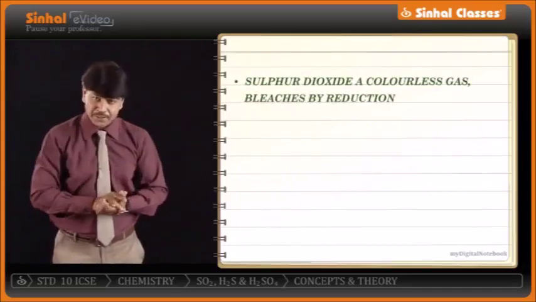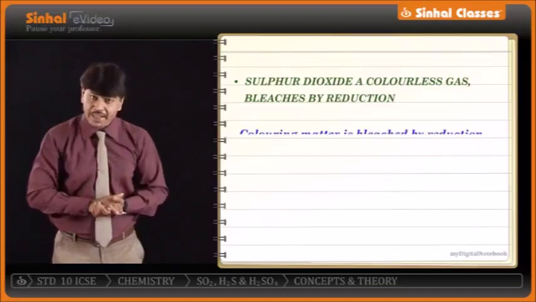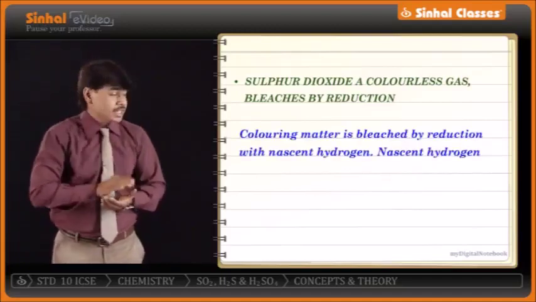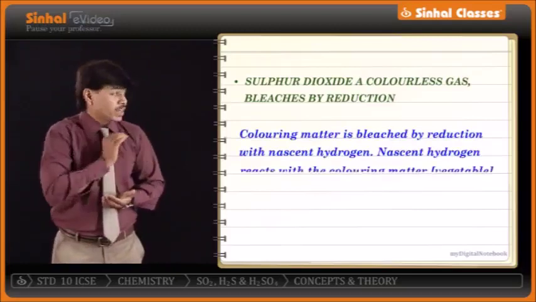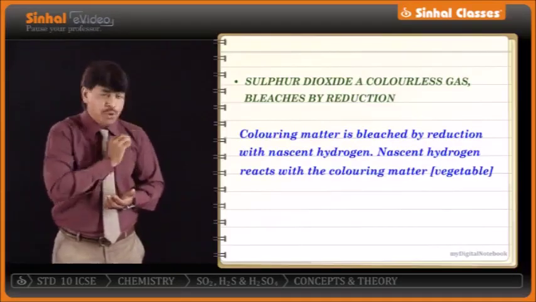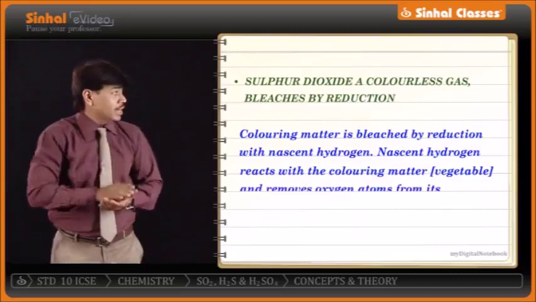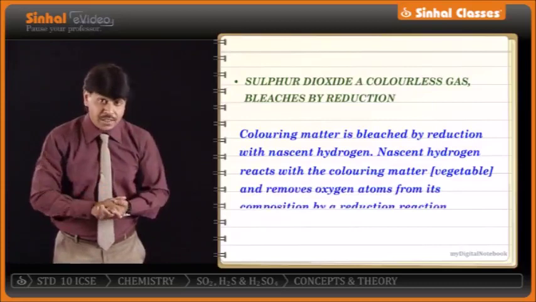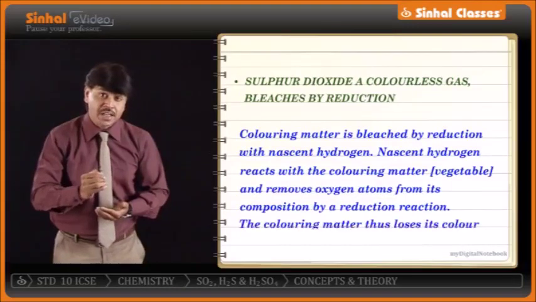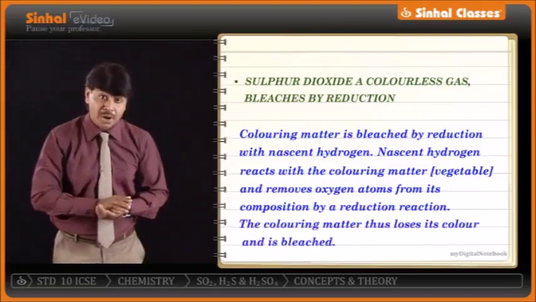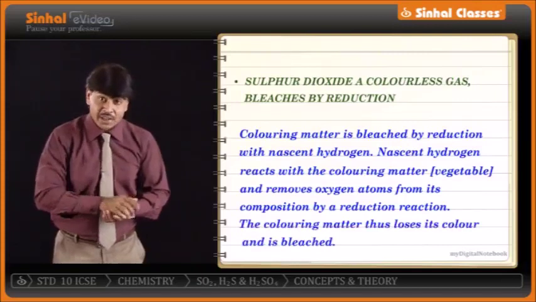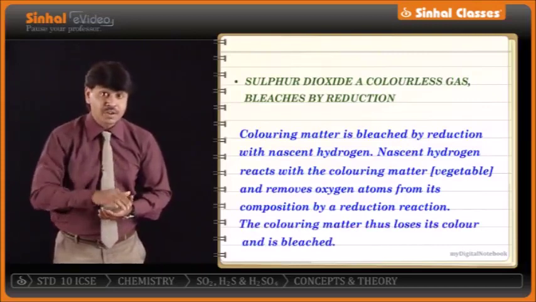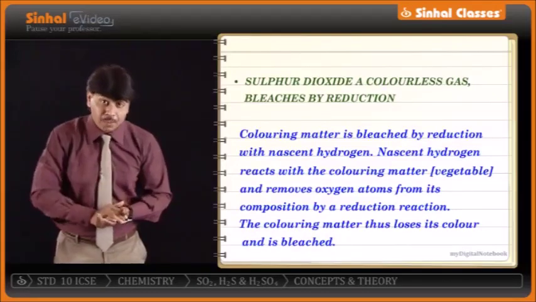Take any coloring matter and bring it in contact with nascent hydrogen. This bleaches it. That means this nascent hydrogen reacts with the coloring matter and removes oxygen from it, and it reduces it and it becomes colorless. But then again, if you take this coloring matter or the organic compound and put it in the air, oxygen will be added and you will regain the color. So the bleaching action of SO2 is a temporary phenomenon.